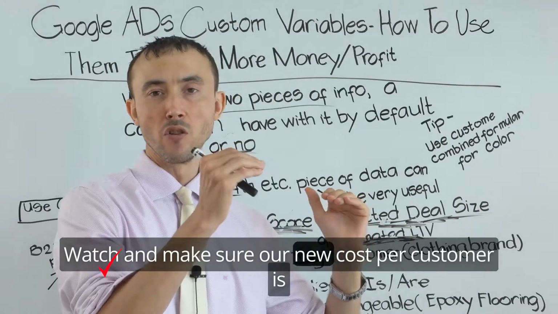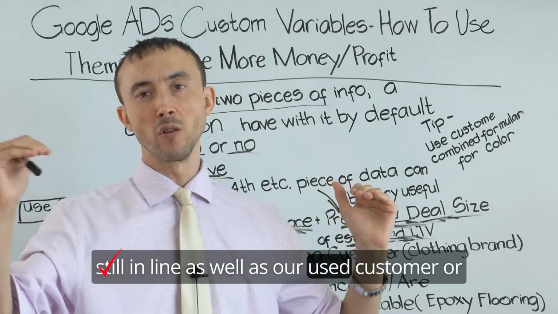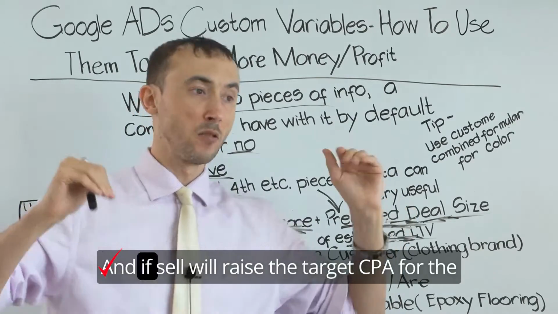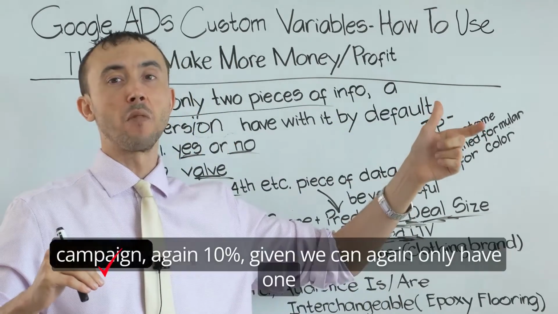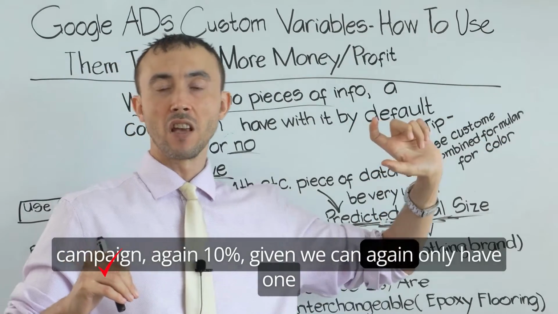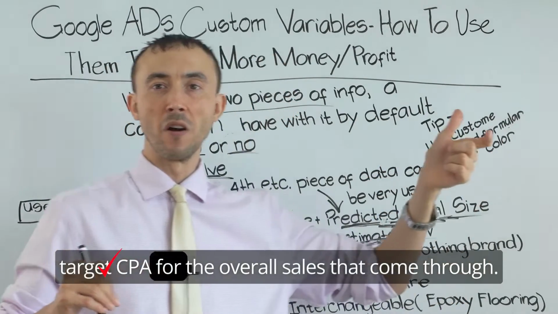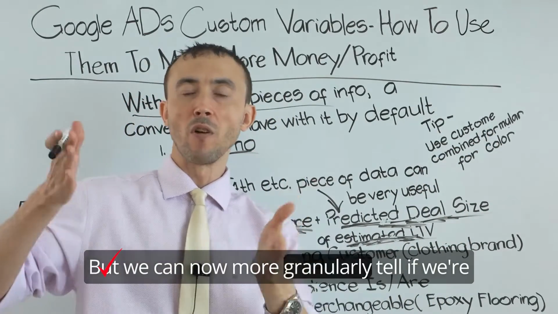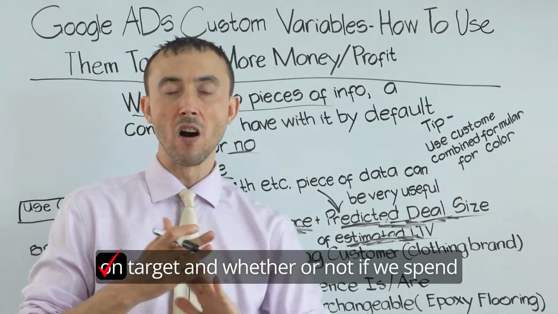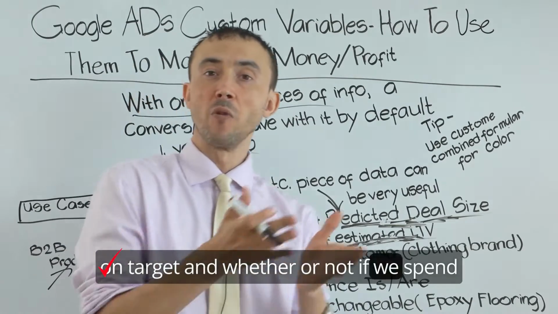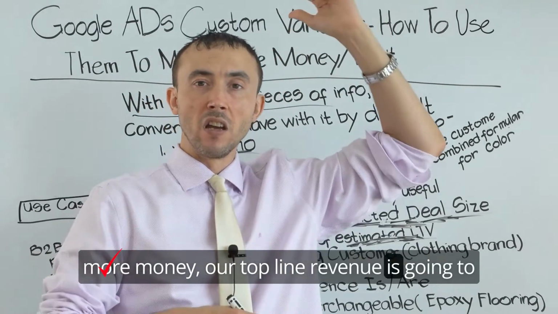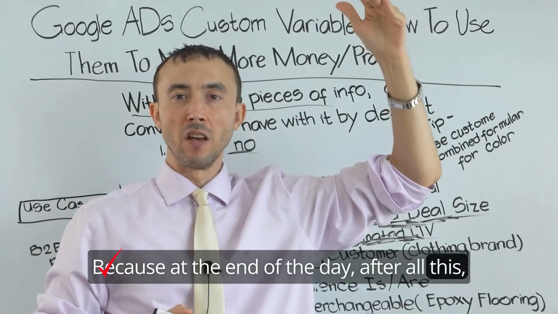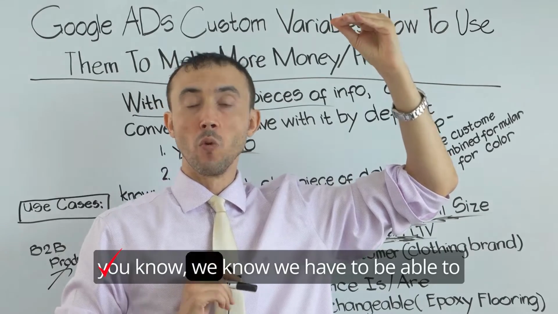Watch and make sure our new cost per customer is still in line, as well as our used customer, or our old customer, cost per customer is in line. And if so, we'll raise the target CPA for the campaign again 10%, given we can only have one target CPA for the overall sales that come through. But we can now more granularly tell if we're on target, and whether or not, if we spend more money, our top line revenue is going to go up in proportion with our ad spend.